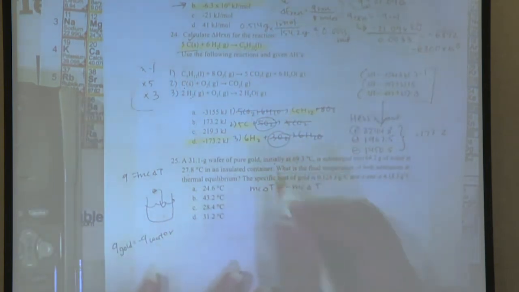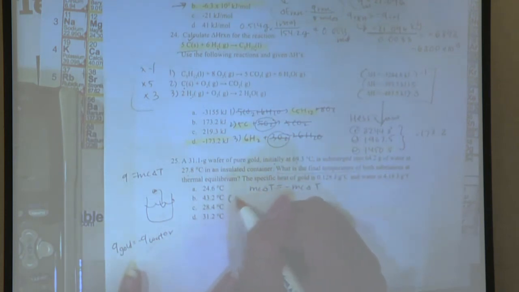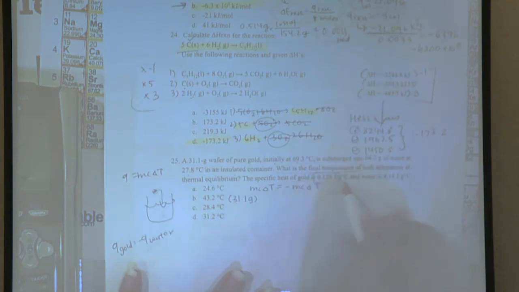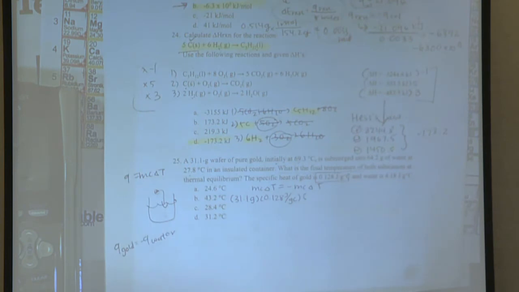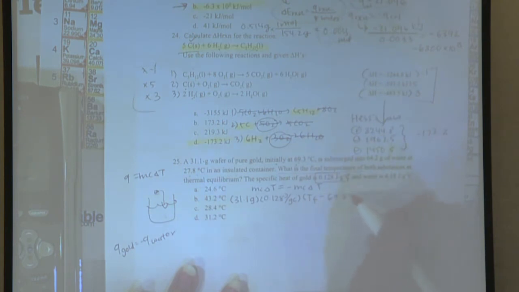So now I'm just going to start plugging. The mass of the gold is 31.1 grams. The specific heat of gold is given, and it's 0.128 joules per gram Celsius. And our change in temperature is kind of funky. We don't have our final temperature for either of these, right? We have where the gold started, and we have where the water started, but we don't have the final temperature. So what I'm going to write here is T final minus T initial of the gold, right?